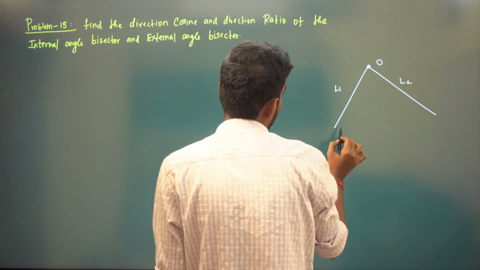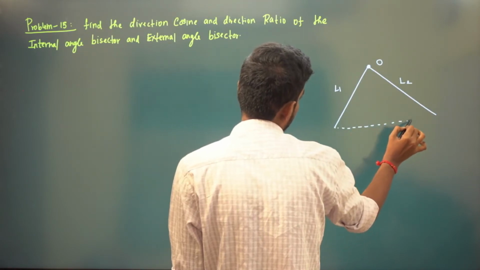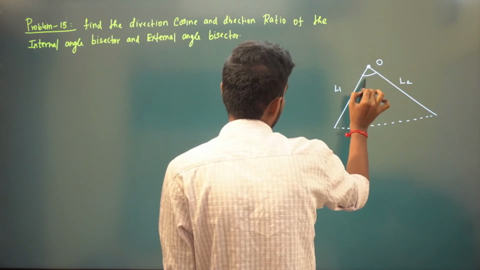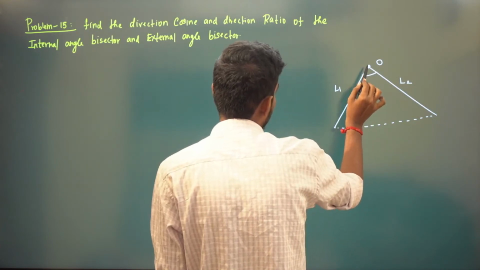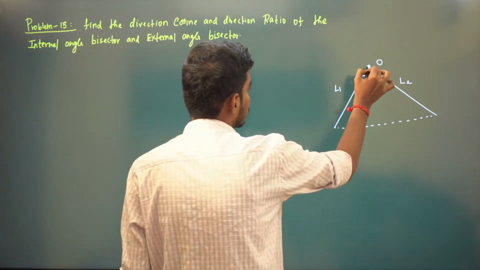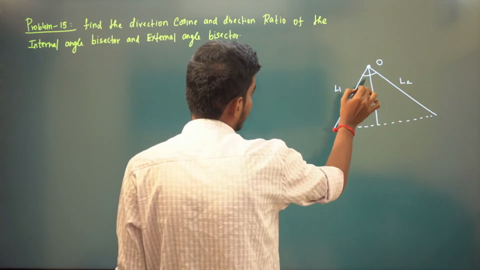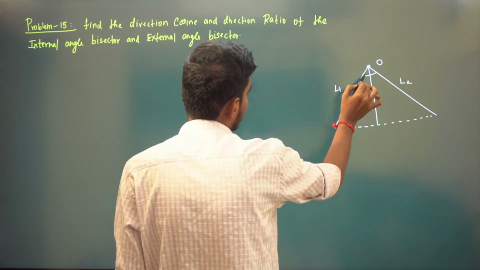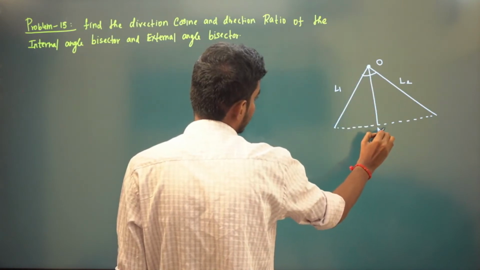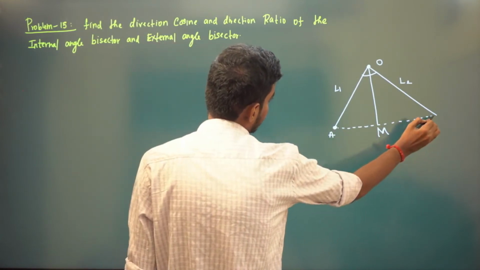Right? Now, this makes some angle theta, right? Now we need to find the internal angle bisector, a line that bisects the angle. So this is our internal angle bisector. You can see this bisects the angle. Right? If it is theta, this is theta by 2, theta by 2. Let's call this M. Let's call this point A, and this point B.